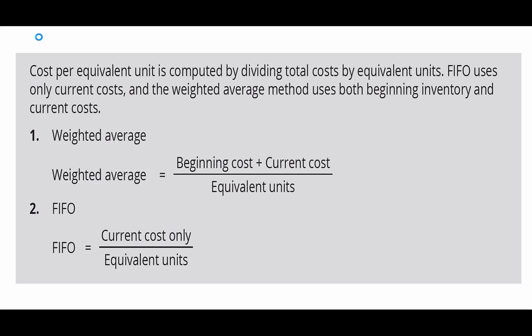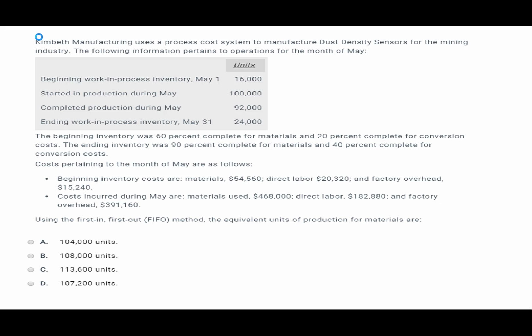Okay, and then under weighted average we pick up what? Beginning and current cost. Under FIFO we just pick up the current cost, right? All right, two big differences: how we handle the units, how we handle the cost. And it's the beginning units that differ.